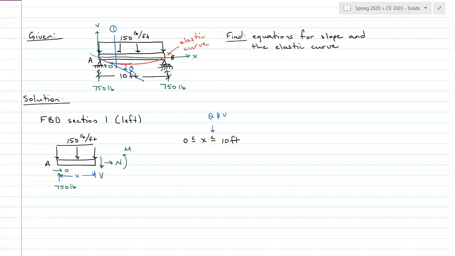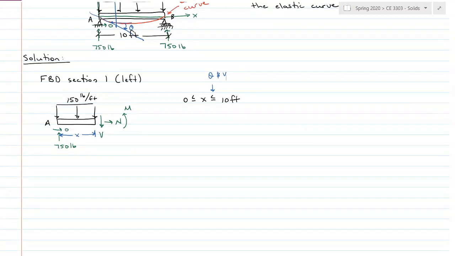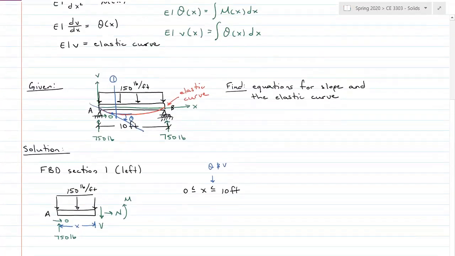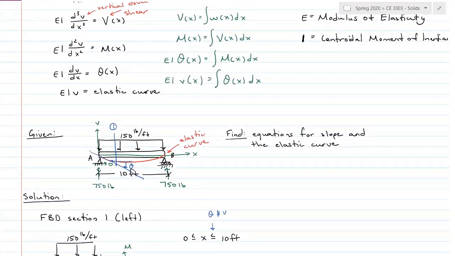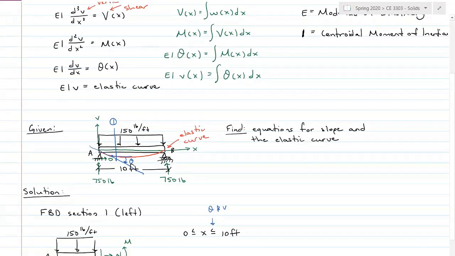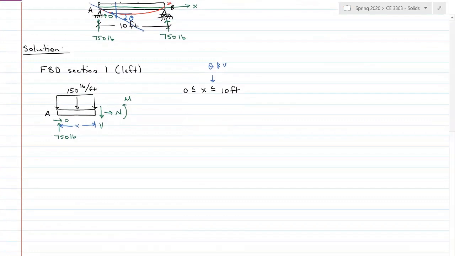Now I'm going to use deformable body equilibrium, summing forces in the, oh, I don't even need V. Let's just go straight to moment. Why don't I need V? Because slope and deflection is what I'm looking for, and they are based on the integrals of moment. So I'm just going to go straight to the moment equation.